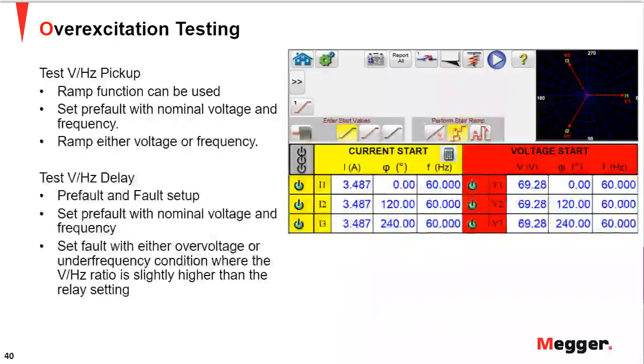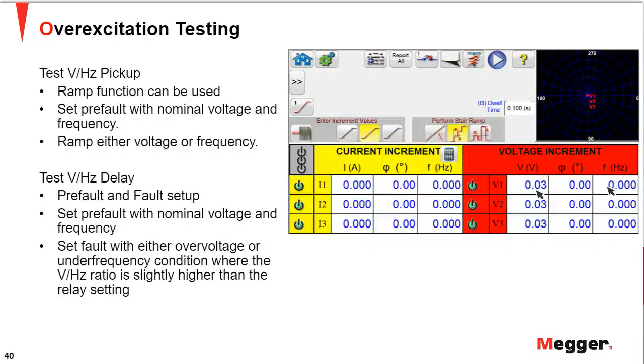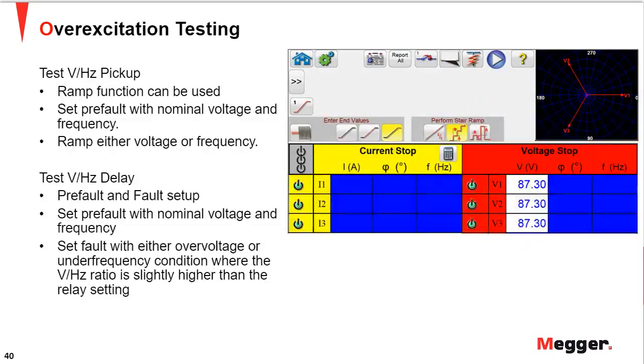In here you would inject the voltages such that you start injecting at normal voltage, nominal voltage, which in this case is 69.28 with 60 hertz, and then you would increment the voltages up to a higher value so that it would see a volts per hertz ratio, such that it's an overvoltage condition. It would see a volts per hertz condition, like overexcitation, and then pick up on that condition, right? So you could either do overvoltage or underfrequency for performing the test, right?